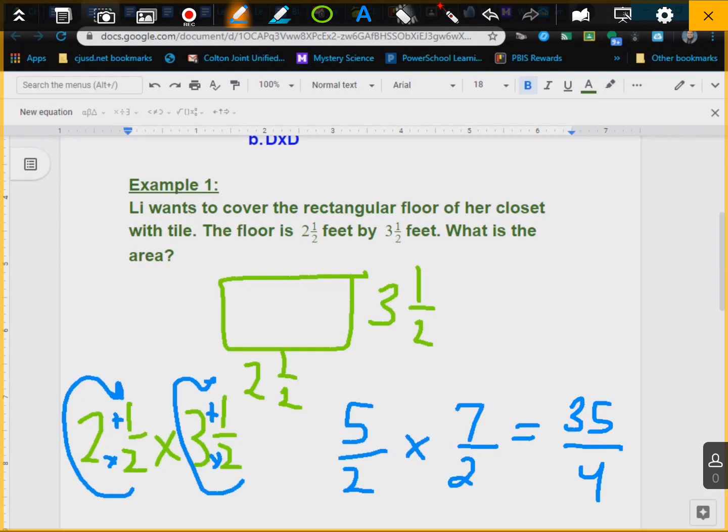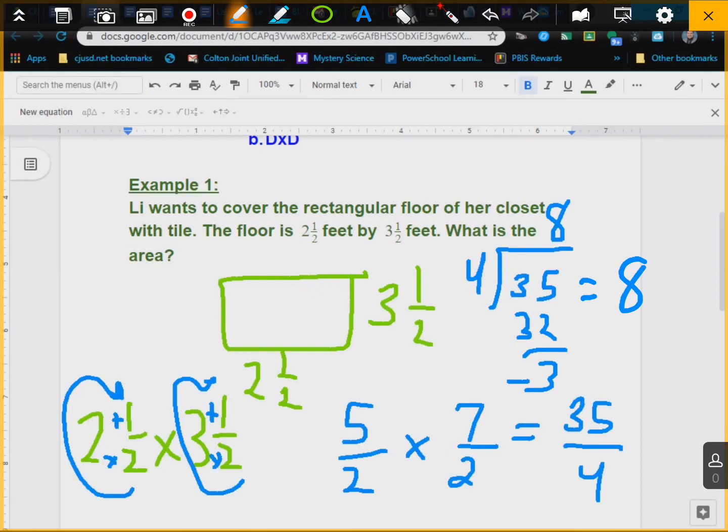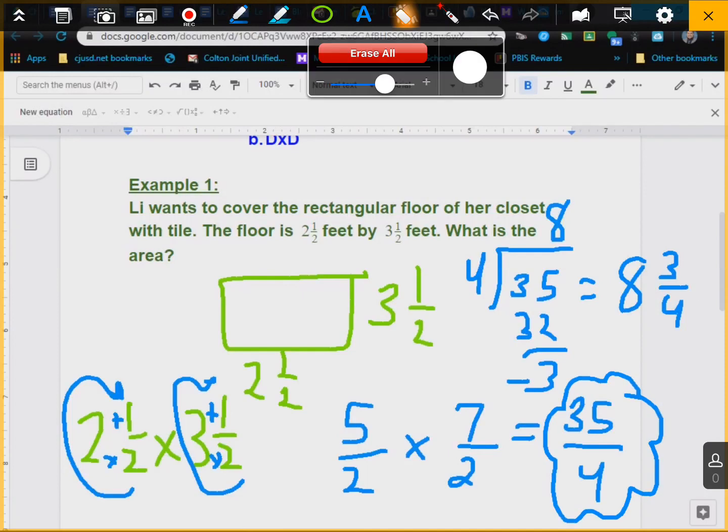Now, if you want to make that into a mixed number, you can find out how many times 4 goes into 35. And I know 4 goes into 35 approximately 8 times. And I know that 4 times 8 is 32. So I know if I wanted to make it into a mixed number, it would be 8 and 3 over 4. Now, it's okay if you don't do that. You can just keep it as an improper fraction for now, okay? But that's how you do it if you want to make it a mixed number.